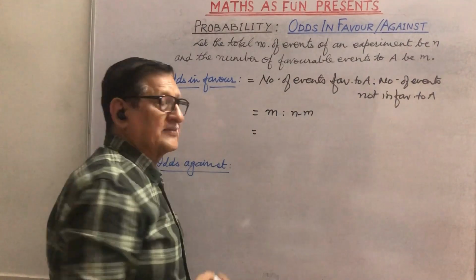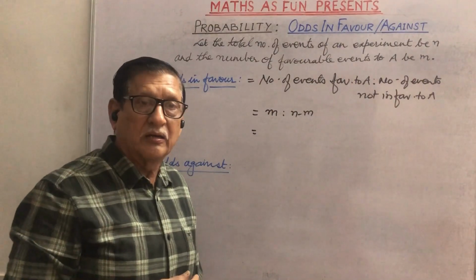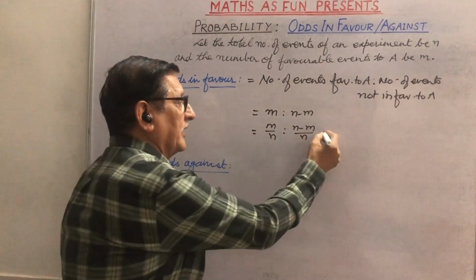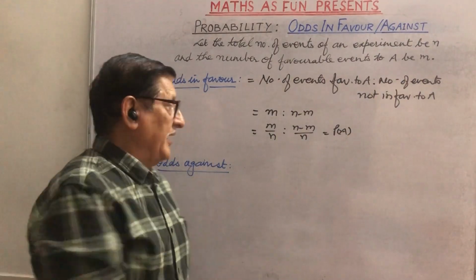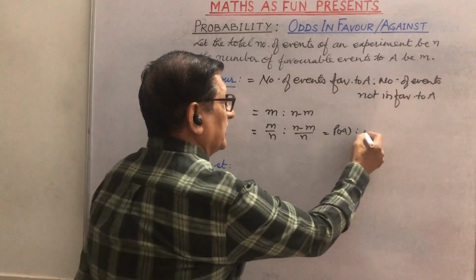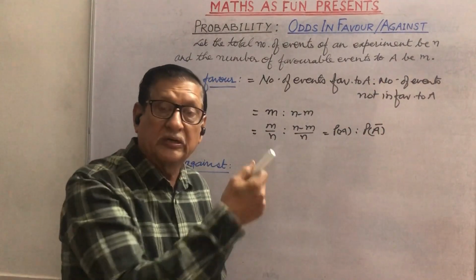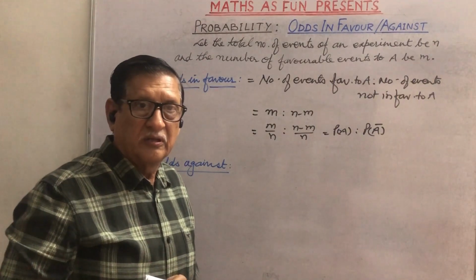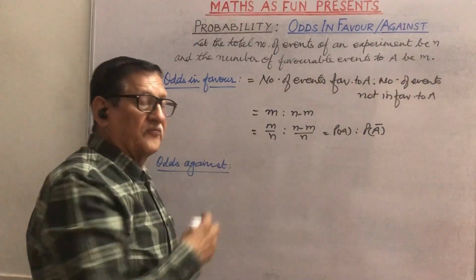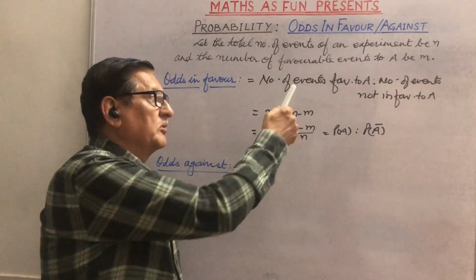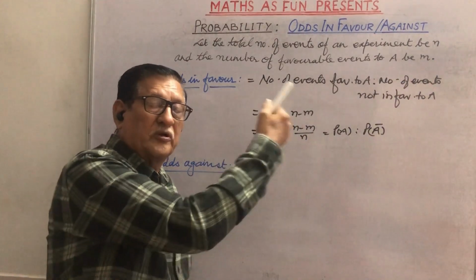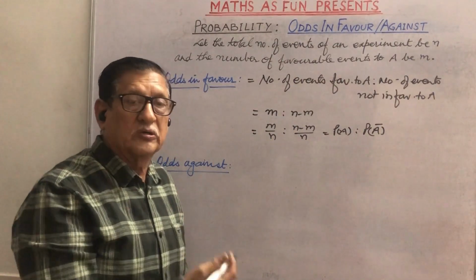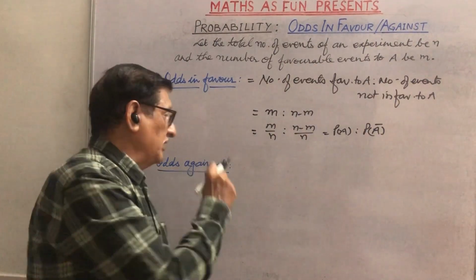We can also understand it like this: if we divide both the numbers by n, it will be m upon n is to n minus m upon n. And we know m upon n is the probability of A. And n minus m upon n is the probability of not A, which we call the probability of the complement event of A. We represent it by P(A bar) or P(A dash). We have already learned it. It means we can say that the odds in favor of any event is the ratio of the number of favorable events to the number of non-favorable events. Also we can say that this is the probability of happening of A to the probability of not happening of A.